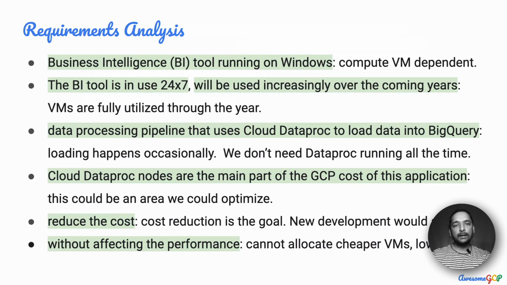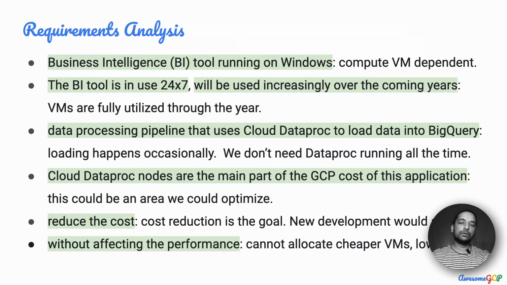Then the data processing pipeline that uses Cloud Dataproc to load data into BigQuery, that loading happens only occasionally. So Dataproc doesn't need to be running all the time, right? Since it's running only occasionally, we could bring up Dataproc and then probably shut it down later on. Cloud Dataproc nodes are the main part of the GCP cost of the application. So clearly this is an area we should optimize. Right? We have to bring down the cost of Cloud Dataproc that we are incurring right now.